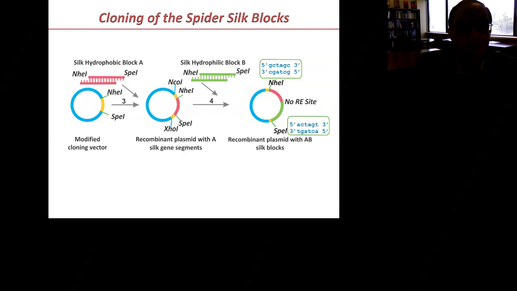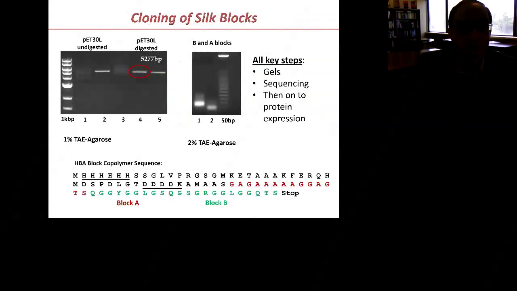So this gives us a great set of tools, and we can here mix the number of A blocks, the number of B blocks, the sequences, the sizes, all by recursive ligation using this basic strategy that you see on the slide. Second step, once we've done that, is to express these from an expression vector, and we then run standard agarose gels of different kinds to validate sequence size. And then we actually take these sequences and go through traditional sequencing to validate that we haven't lost or had any mutations in the original designs.